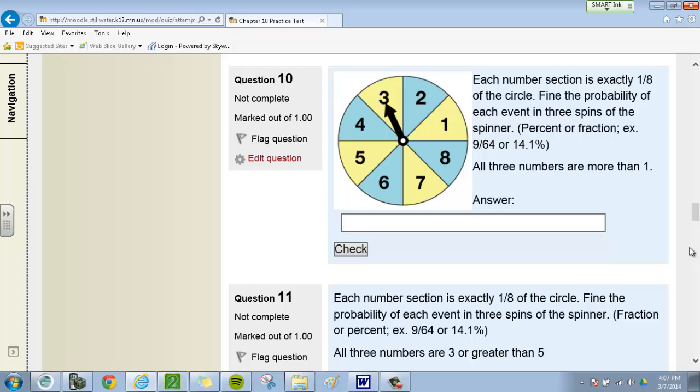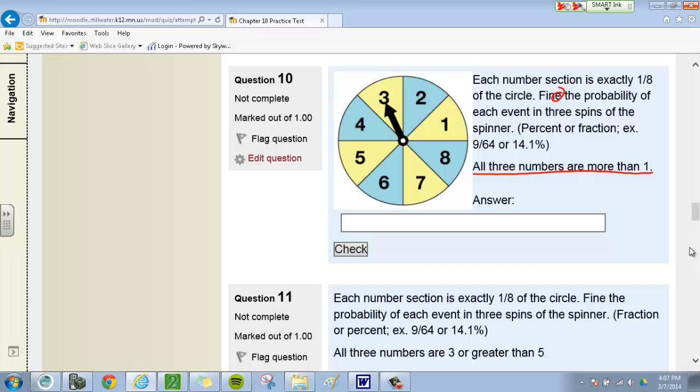Okay, each number section is exactly 1/8 of the circle. Find the probability of each event in the 3 spins of the spinner. Okay, so we want to find all 3 numbers are more than 1. It's the probability that all 3 numbers are more than 1.